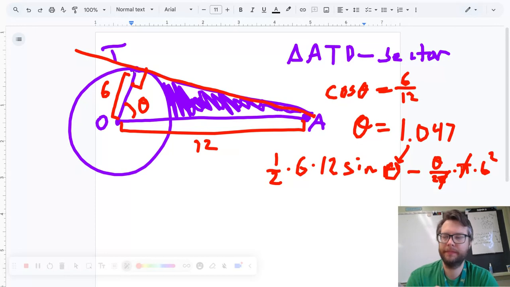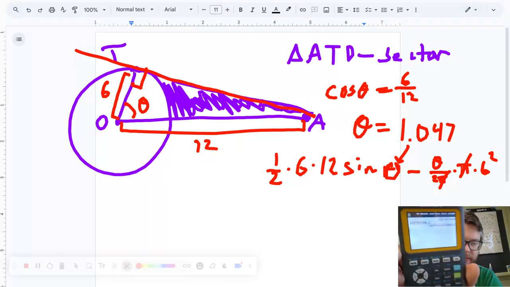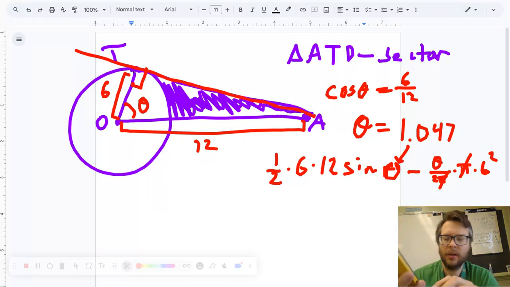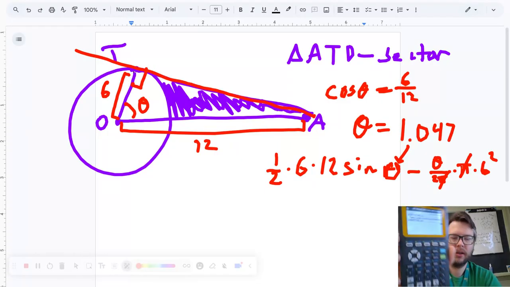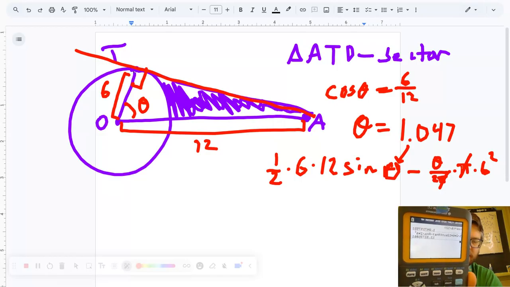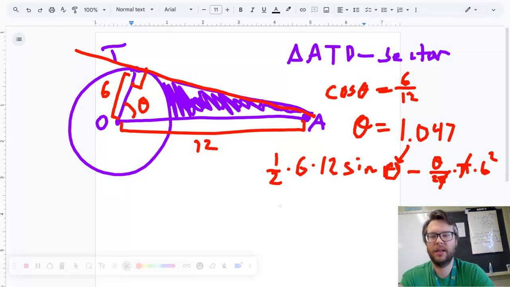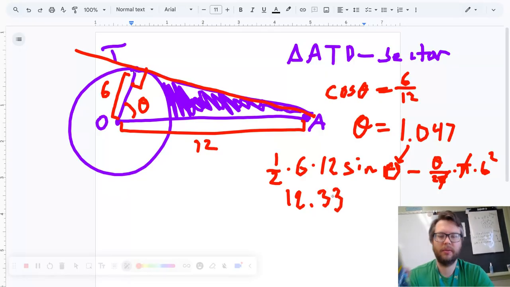Okay, so here's how we're going to do it. I'm just going to show you exactly how I type it in. 1/2 times 6 times 12 sine of the answer, so that's the first part of it, minus the answer over 2 times 6 squared. That right there gives you the shaded area. 12.33, rounded like that. Okay, so there you go.